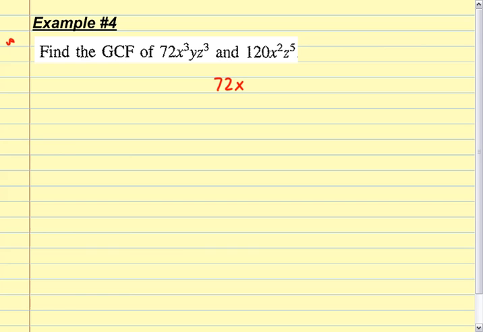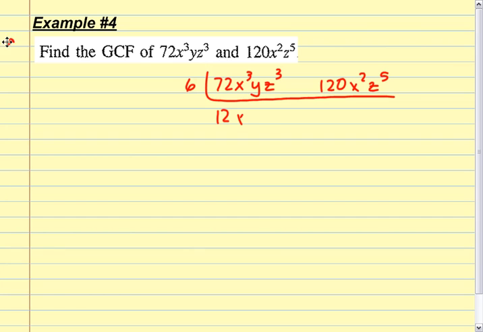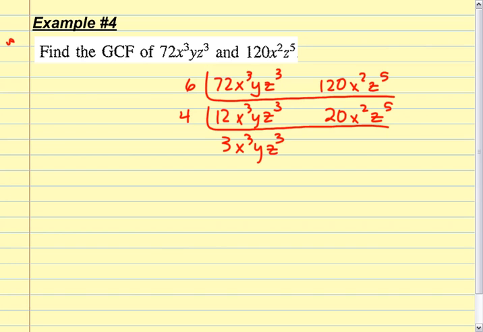72 x cubed y z cubed and then 120 x squared z to the fifth. I'm going to draw a ladder around that, or a rung of the ladder. And I know that 6 goes into both of those. So it's 6 times 12 x cubed y z cubed, and 6 times 20 x squared z to the fifth. Definitely 2, it looks like 4 goes into 12 and 20. 4 times 3 x cubed y z cubed, and then 5 x squared z to the fifth.